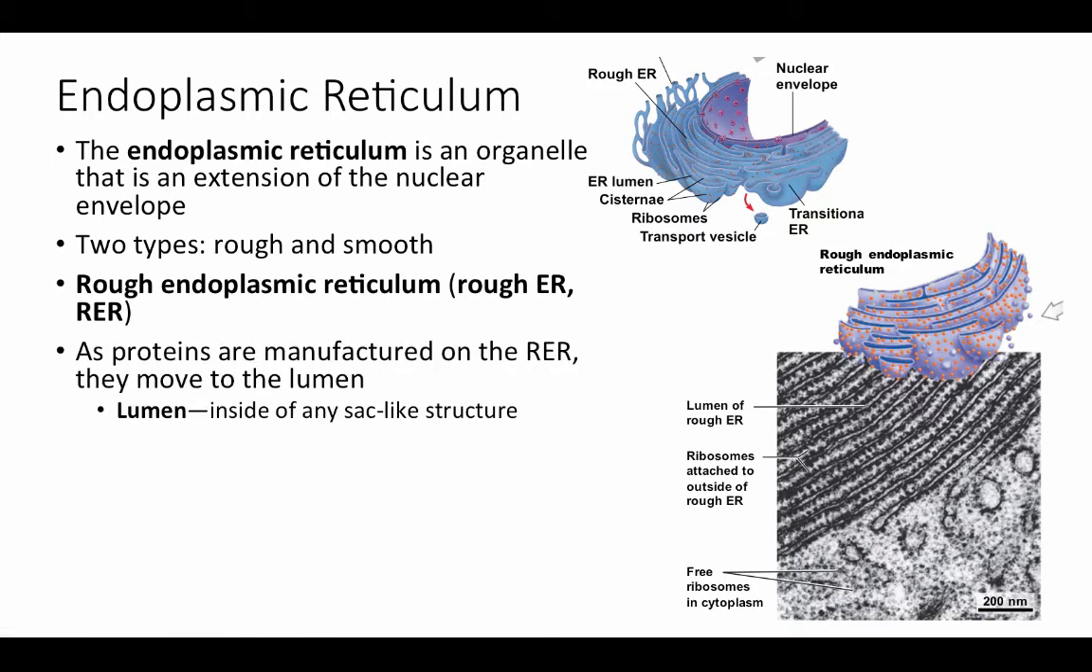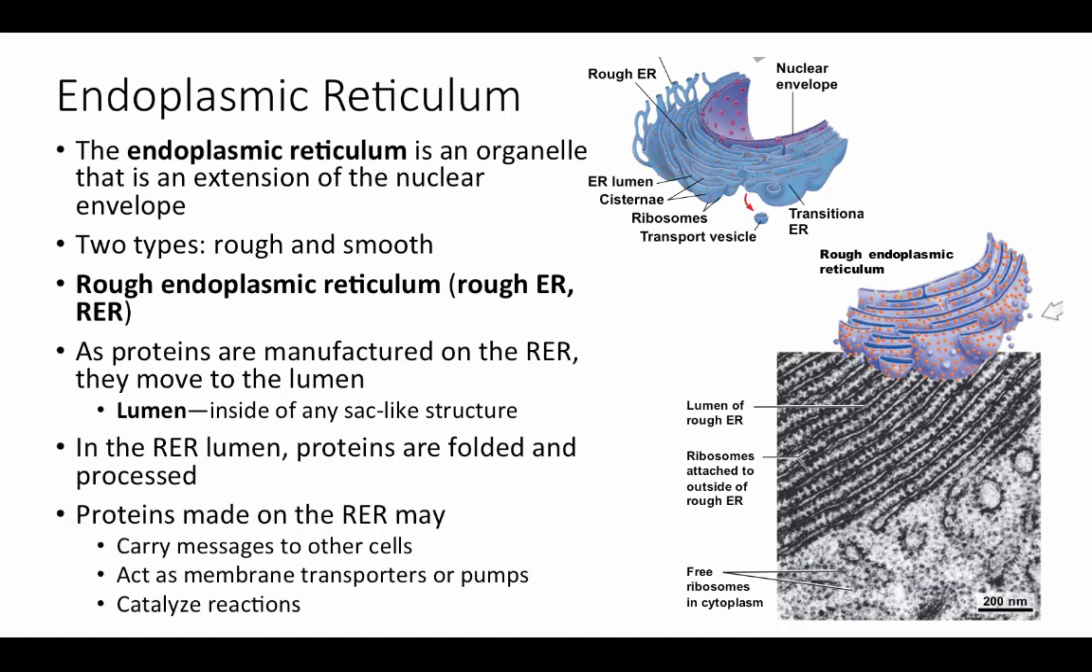So as proteins are manufactured on the rough endoplasmic reticulum, they're going to move into the lumen. So the lumen is the inside of this sac. If you were to follow where this is connected to the nuclear envelope and go sort of to the inside of this sac, there's kind of an interior and an exterior. And the interior part is the lumen. So it's the inside of any sac-like structure. Inside the lumen, the proteins are folded and processed. So this is where they take their functional form.